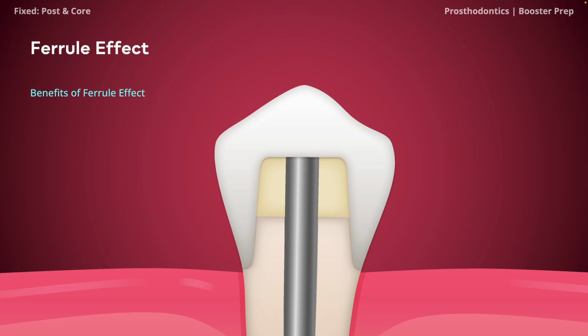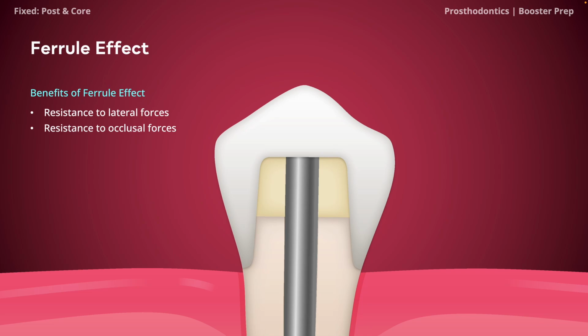Well, first, let's consider forces, lateral and occlusal to be exact. If we didn't have the ferrule of the crown encircling natural tooth structure, you can imagine that any force that is experienced by the crown will be put directly onto the post and core, which is bad news. That's how we get fractures.